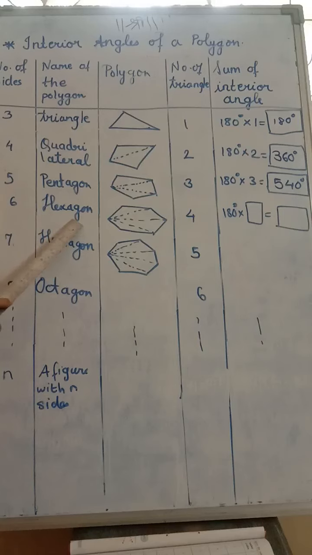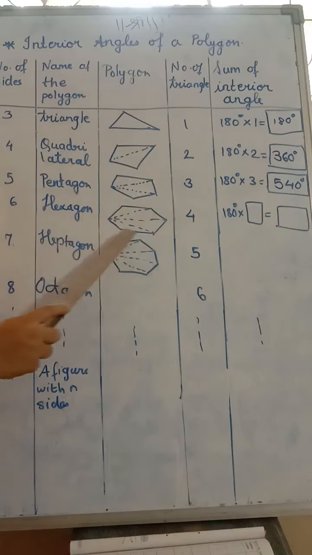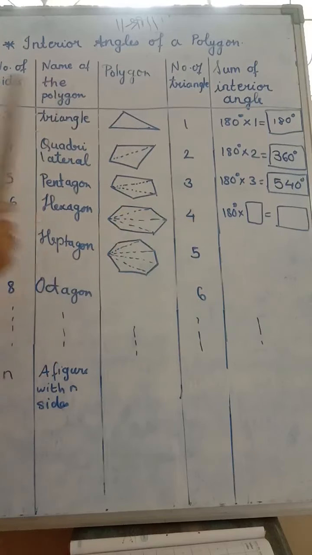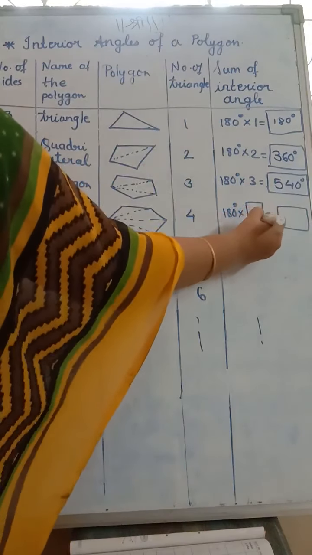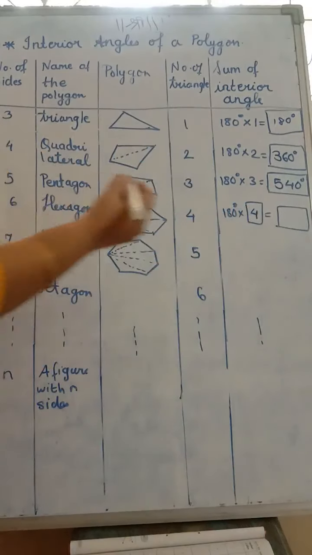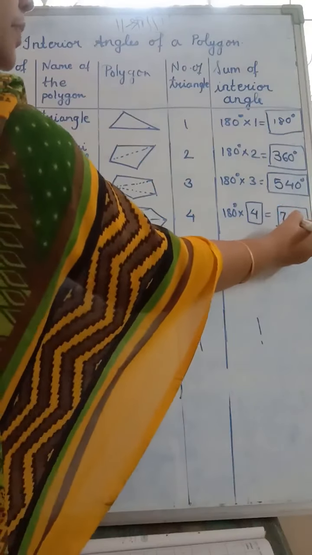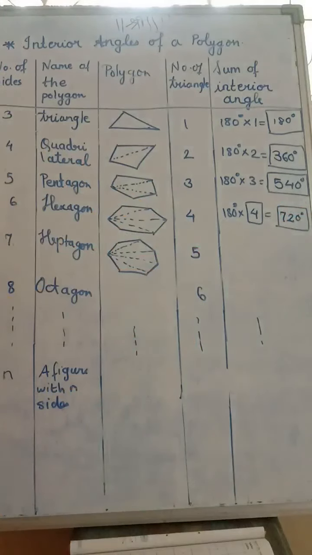Next we will take a figure with 6 sides. What is that figure called? Hexagon. So this is a hexagon. We have divided it into triangles. How many triangles did we get? 1, 2, 3 and 4. So 180 degrees, one triangle, is coming how many times? 4 times. So what will you write here? 180 into 4. What will it be? 720 degrees. In the same way you have to complete the following table.